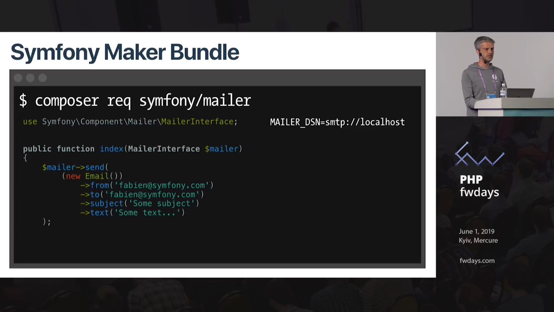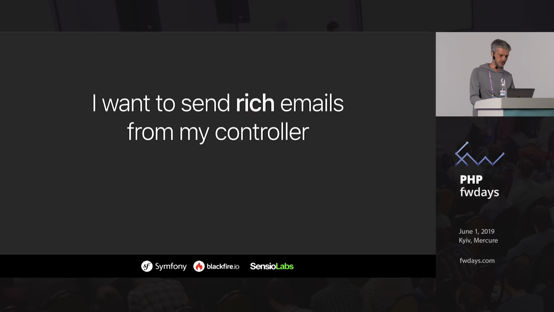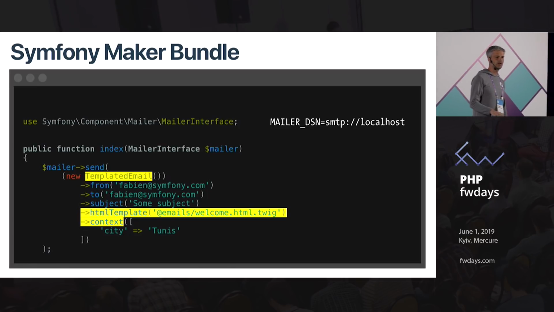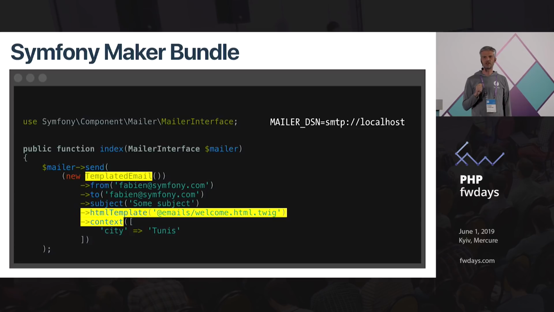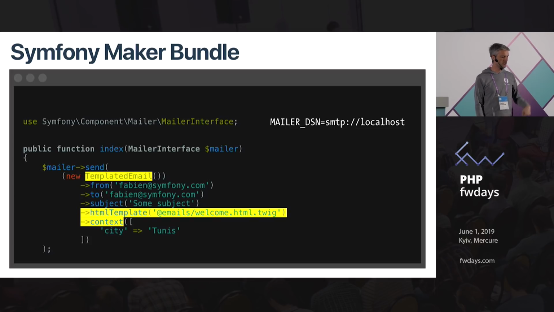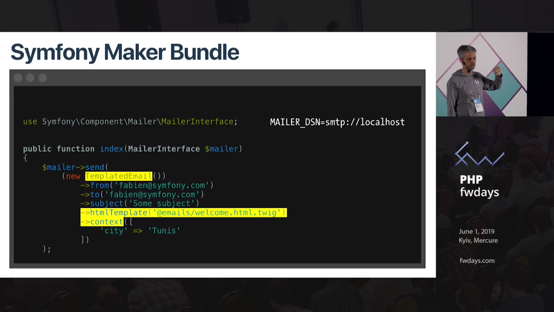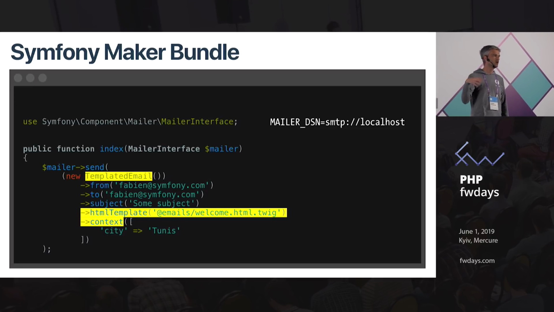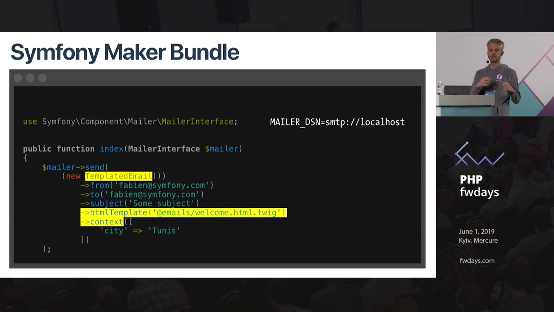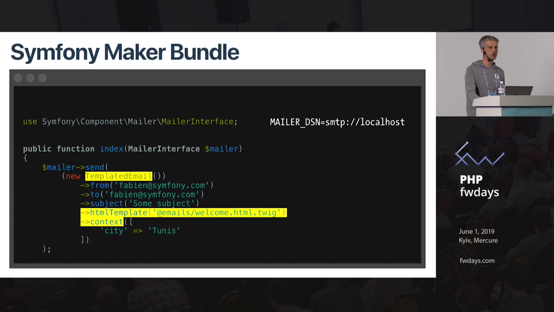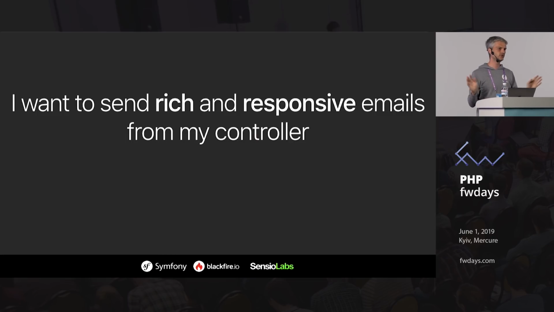Now, I want to send rich emails, and that's more interesting here. What you can do is you don't have to change anything. Instead of creating an email, now you create a templated email, which means that it's an email using Twig for the text and the HTML. And then, instead of just setting a text, I can say HTML template and give it a Twig template, where you would have your code. And you can also pass a context, which is a context that you will get in the Twig template. Okay, so I want rich emails, of course, but I want responsive emails. And that's where you can't do that easily with SwiftMailer.